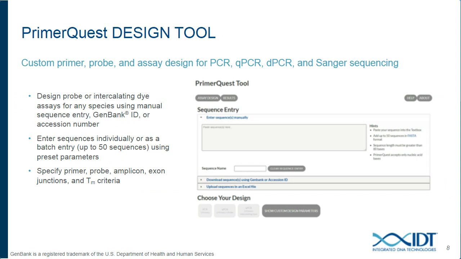The PrimerQuest qPCR design tool can assist with custom primer-only and probe-based assays for PCR, qPCR, digital PCR, as well as Sanger sequencing primers. This can be done by inputting sequences manually or downloading them using GenBank or accession ID numbers. You can either enter sequences individually or using our batch format up to 50 sequences at once using the preset parameters. For more customized assays, our custom design parameters will allow you to specify specific primers or probe sequences, alter amplicon lengths, target exon-exon junctions, and even modulate the Tm of those oligos.